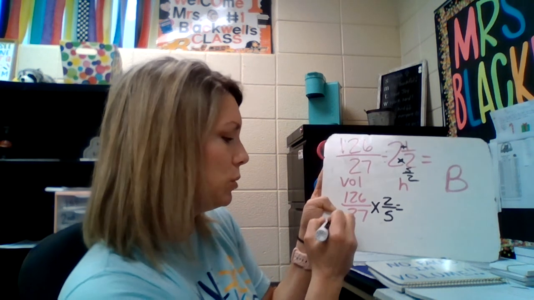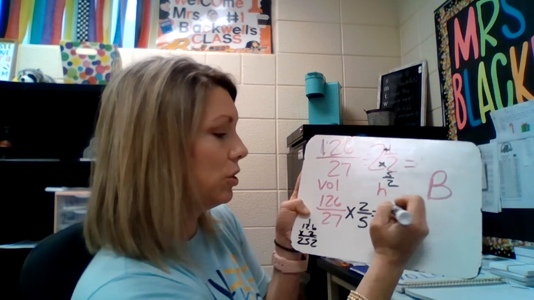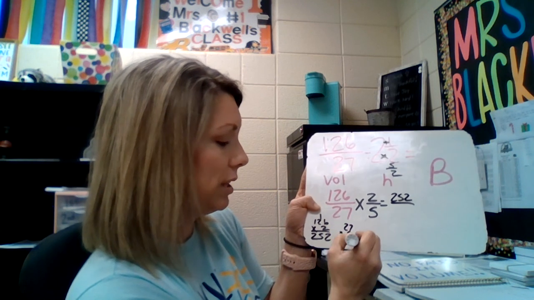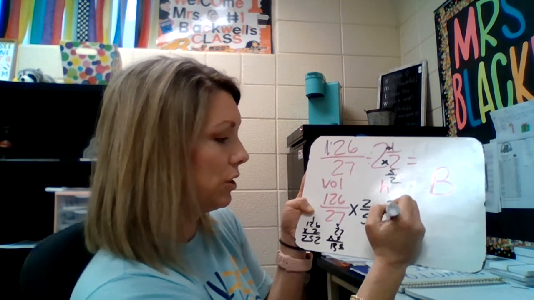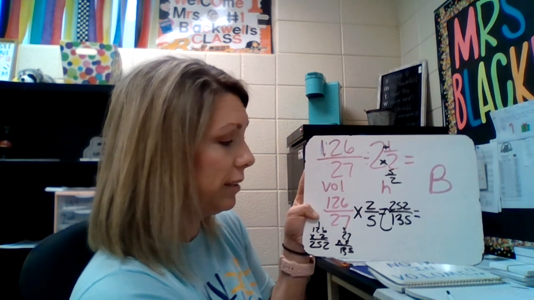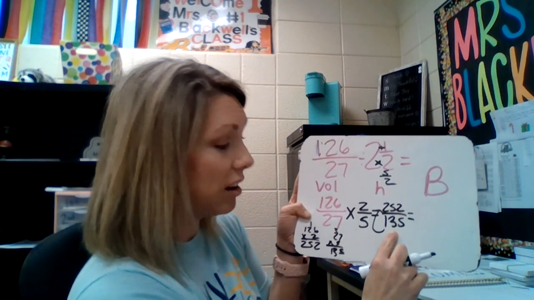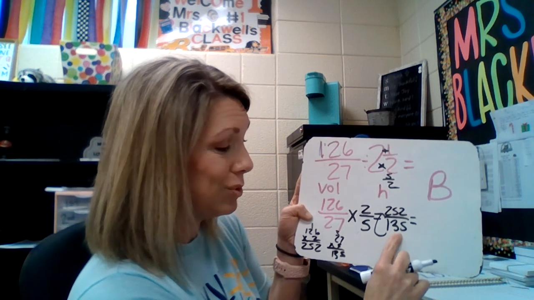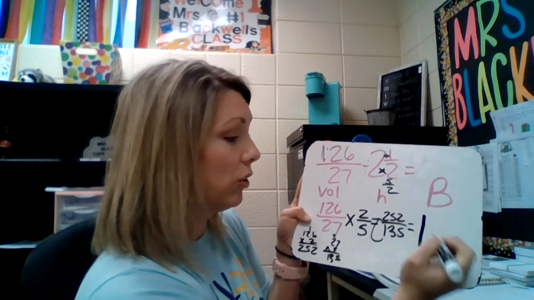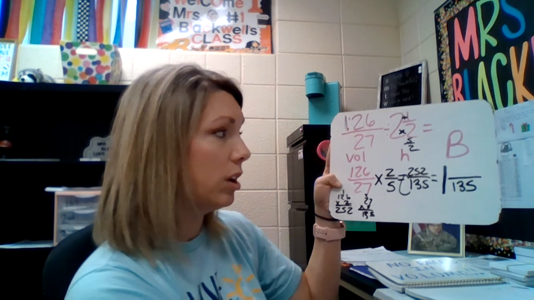126 times 2, I want to make sure, will be 252. 27 times 5, make sure again, is 135. And there's your problem, which is really ugly. And 135 is not going to go into that 2 times, because I know that 135 times 2 is 270. So it is going to be 1 whole time with a big old remainder on top and 135 on the bottom, which is super, super ugly.